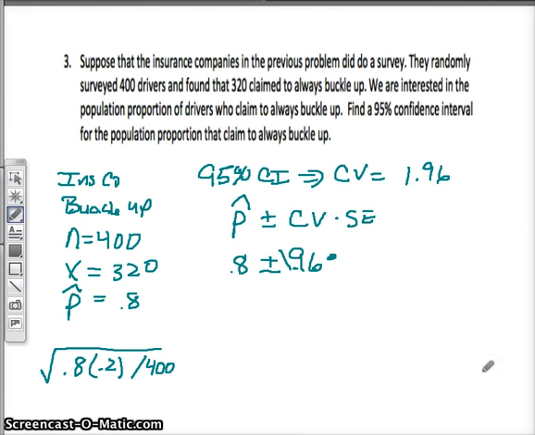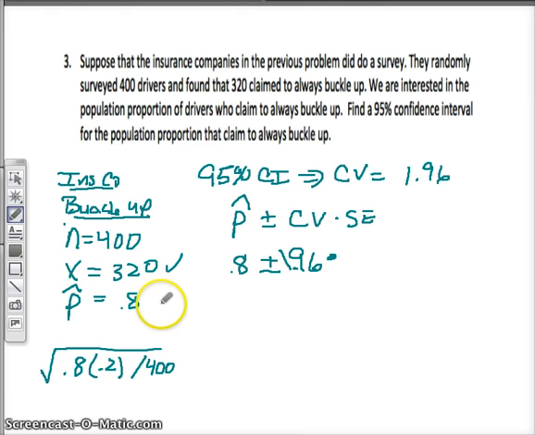So let's take a moment and review. First of all, it's about an insurance company and people needing to buckle up. That's important for insurance companies. How many people did they poll? 400. How many said they always buckle up? 320. So of that sample, there were 80% or 0.8. That's going to be our p hat for that sample proportion.